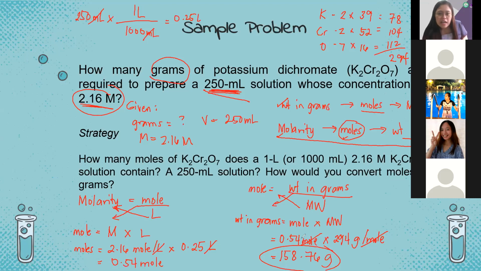So meaning kung i-request ng teacher ninyo na mag-prepare kayo ng 250 ml ng 2.16 molar potassium dichromate solution, ang gagawin nyo, mag-weigh kayo ng 158.76 grams ng potassium dichromate na powder, and then lagay nyo siya sa volumetric flask na 250 ml, and then lagyan niyo siya ng konting water, swirl it until ma-dissolve, and then add kayo ng more water hanggang sa graduation to make the volume 250 ml, and then automatic, class, yung kanyang concentration is 2.16 molar. That's how we do it in the laboratory.